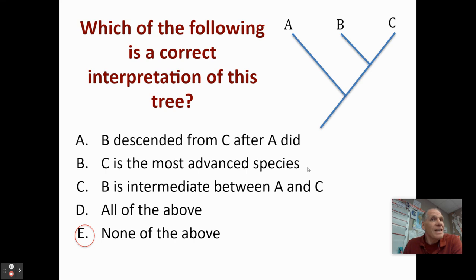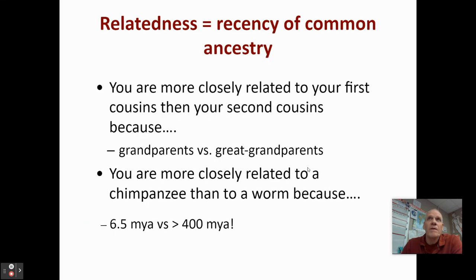And if you chose E, pat yourself on the back. Okay, so relatedness between different organisms is generally equal to how long ago you had a common ancestor. Like I say up here, you're more closely related to your first cousins than your second cousins, because with your first cousins, your common ancestors were your grandparents. But with your second cousins, your common ancestors were your great grandparents. So remember, you have 4 grandparents, 8 great grandparents, 16 great great grandparents, and 32 great great great grandparents. So pretty wild when you start going back that far.